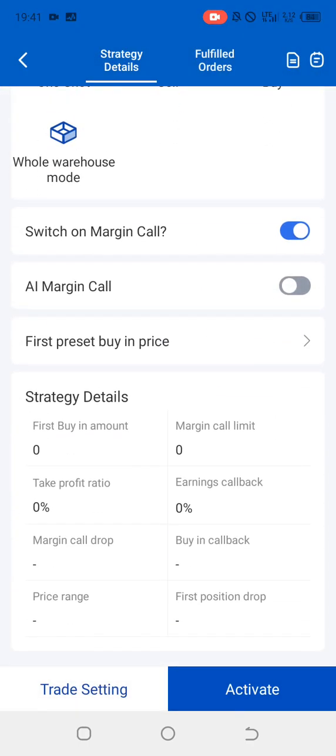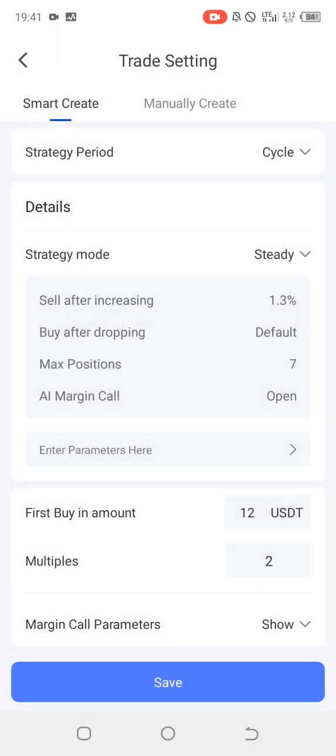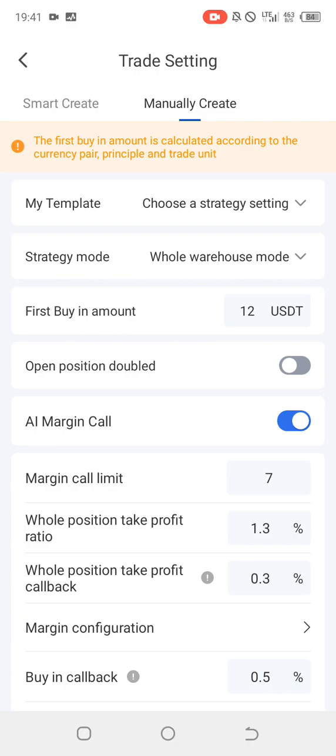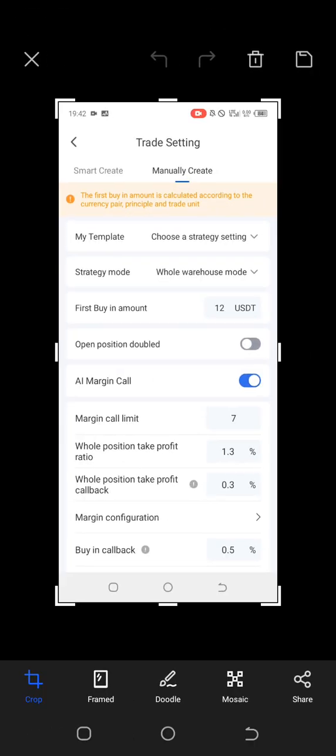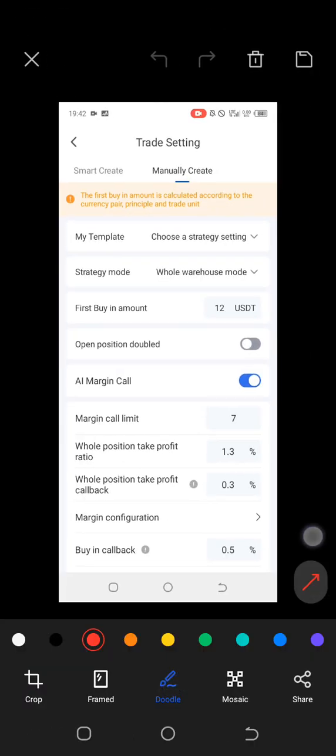So we go to trade setting. Sorry, go to manually create. By this time, I believe everybody knows how to go here. So manually create, we are going to input our own setting. Just want us to have a look. So here, when you come here and you are setting your trade, you have chosen your parameter that you want to use per your trading capital.